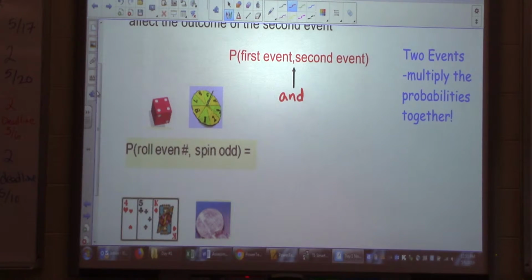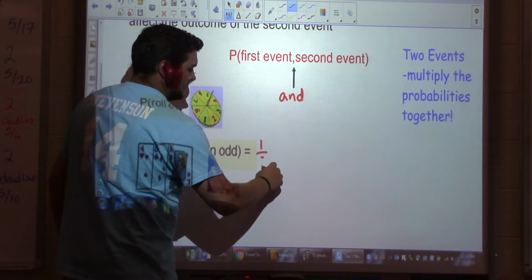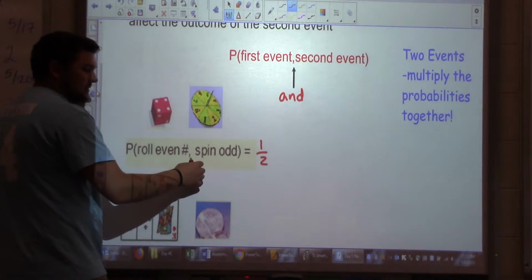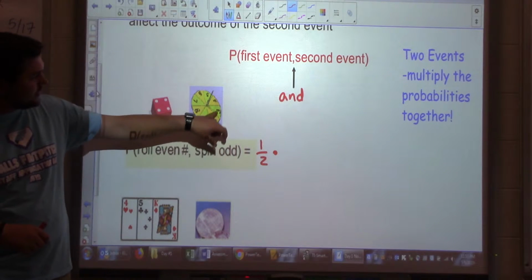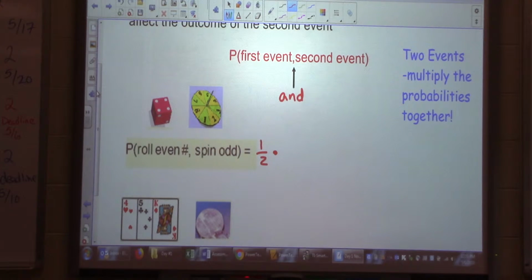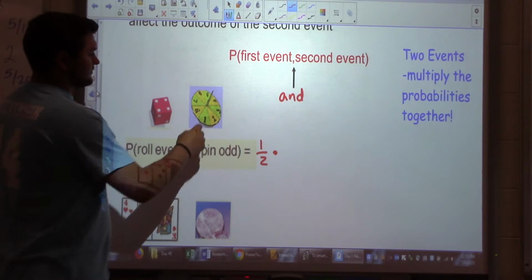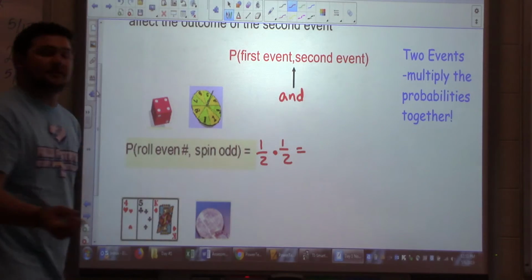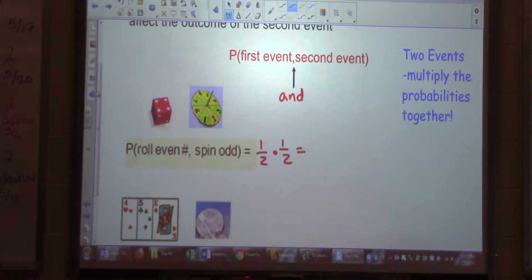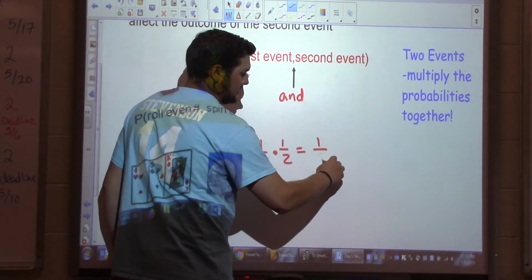So the probability that we roll an even number. Well, let's think about that for a second. What's the probability to roll an even number? 1/2. This is actually on the back side, if you flip over your page. 1/2. And spinning it, that comma is an and, so I'm going to multiply. What's the probability I spin an even number? This is labeled 1 through 8. 1/2 again, right? 4 numbers out of 8, so 1/2. So what will the probability be of them both happening? 1/4, right? 1/2 times 1/2 is 1/4.